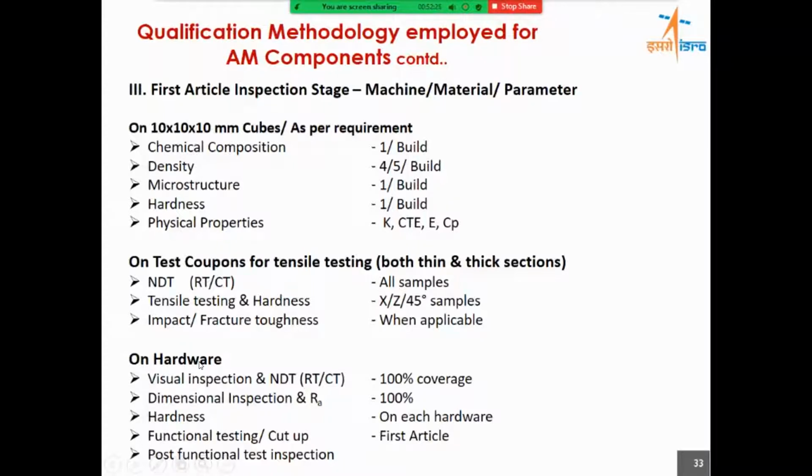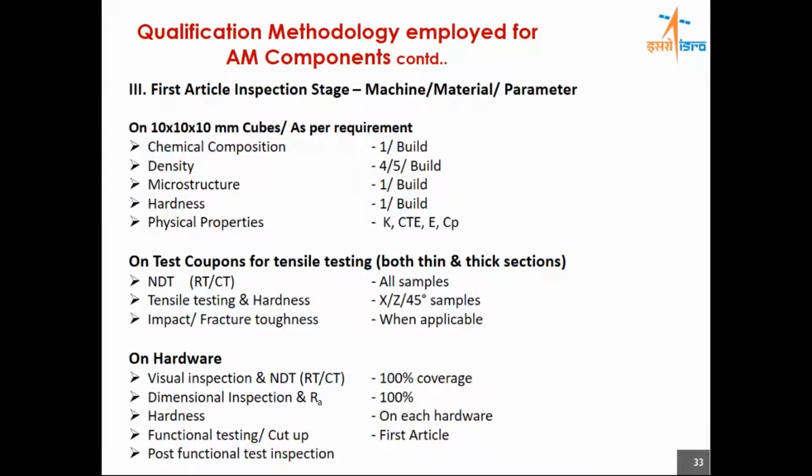And along with the hardware, again, we print some coupons. And we also carry out different inspections such as radiographic testing or computed tomography. We also have to do the dimensional inspection, the hardness check, and many times check whether the components suit our application or not.